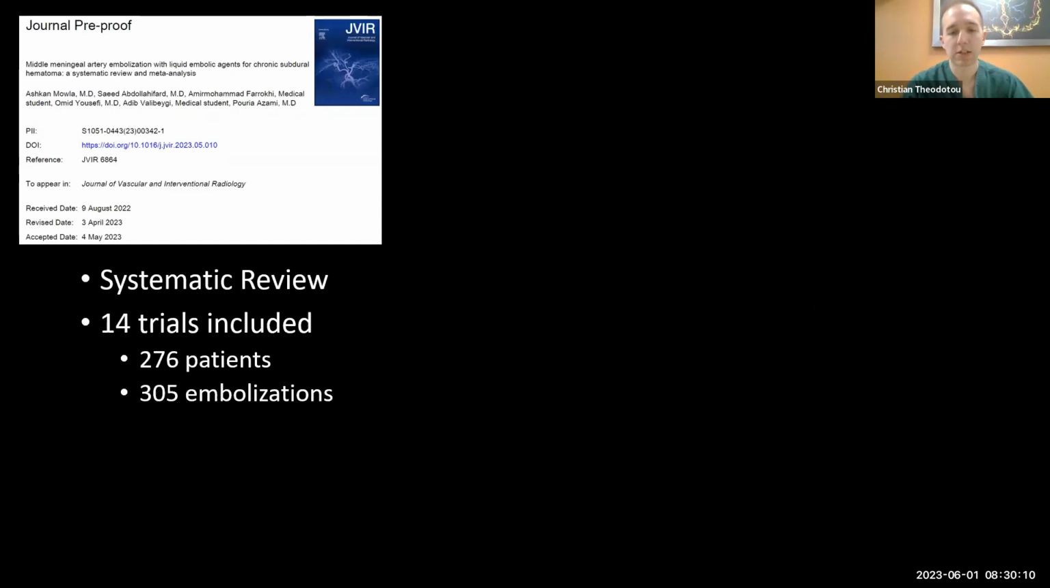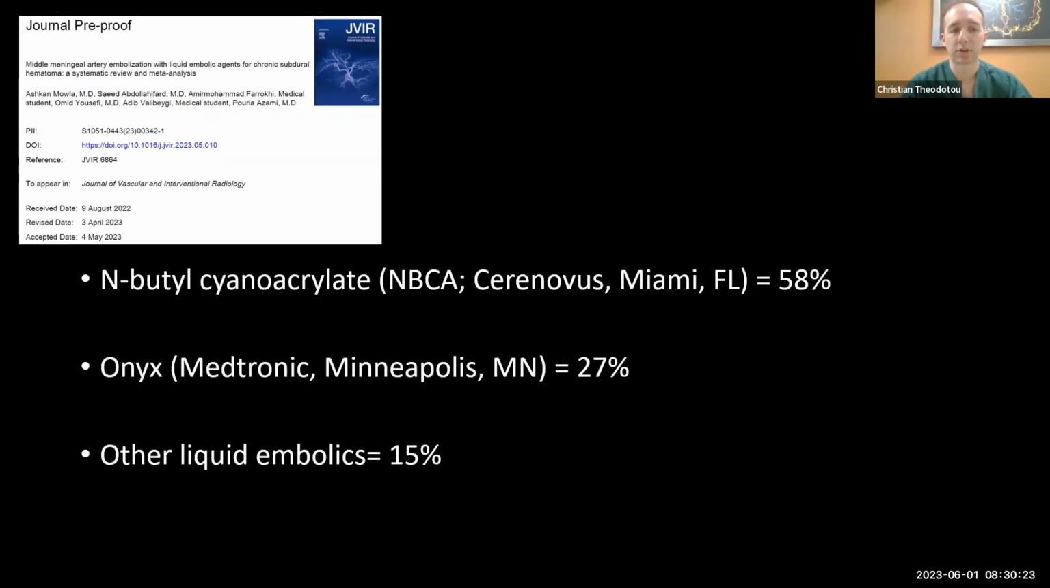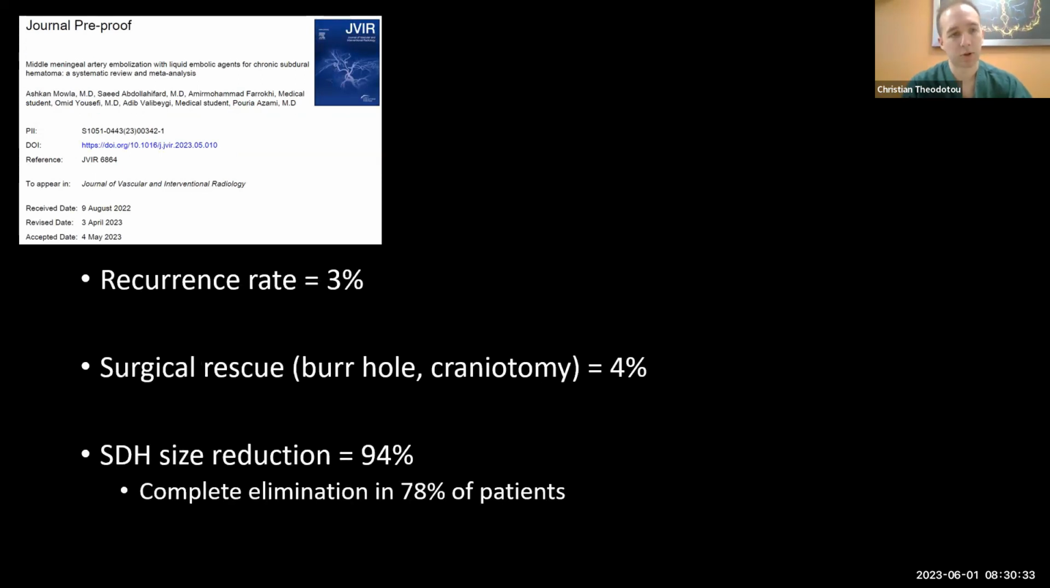Now we're starting to see a maturation of the research. This is a systematic review that is kind of published out of print. 14 trials included. People have migrated, it seems, to the embolic agents, and this is just the breakdown of what was used in these trials. The recurrence rate's 3%. The rate of needing additional surgery is 4%.